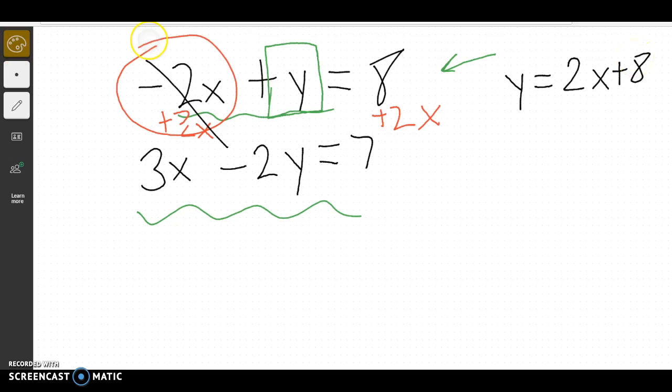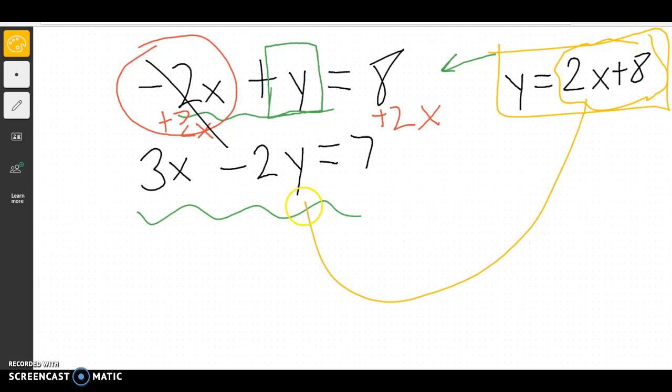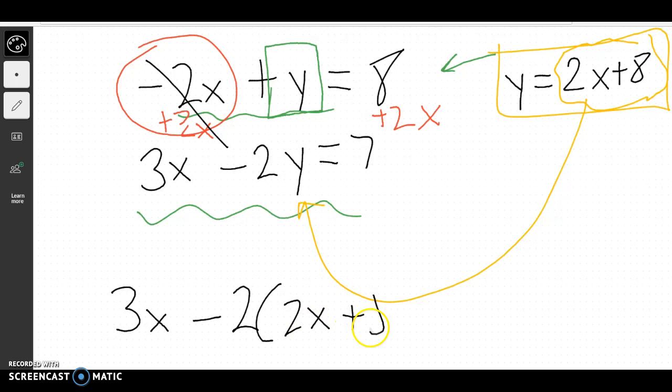Now, since I have what y equals in this equation, I can do what we did before. I can take what we have, which is 2x plus 8, and I can plug it in for y over there. So the equation I would get would be 3x minus 2 times (2x plus 8) that would equal 7.